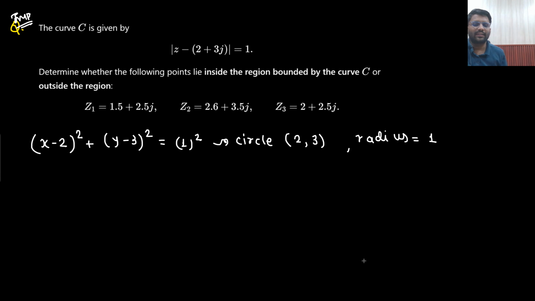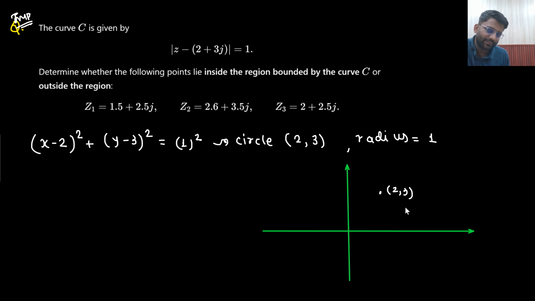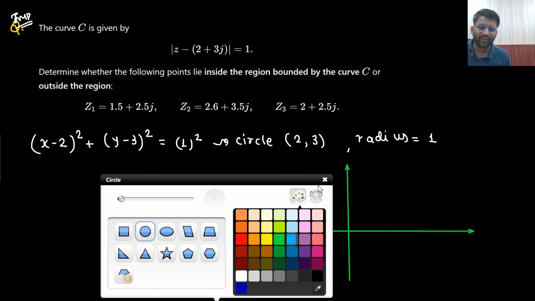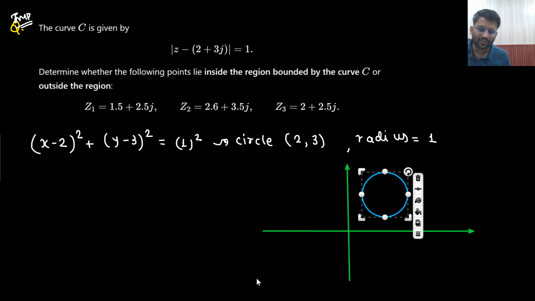Can you draw the circle? Yes sir, I can draw the circle. Although drawing is not required, but still I will draw it. At 2 comma 3, x equals to 2, y equals to 3, with the radius of 1. What is the meaning of radius of 1? I will go 1 here, 1 here, 1 here, 1 here. So it will remain in the middle only, like this. It is not cutting on x-axis or y-axis.